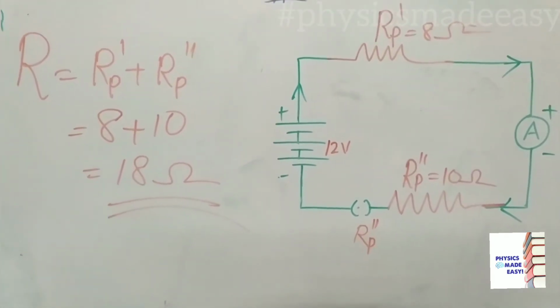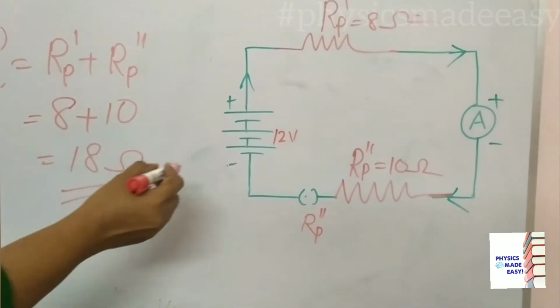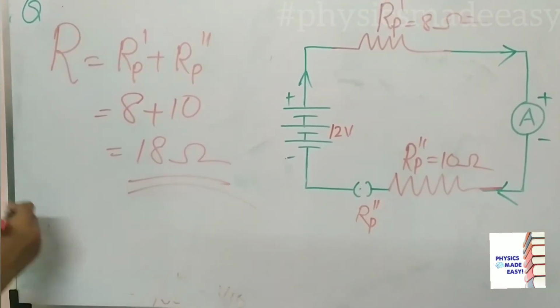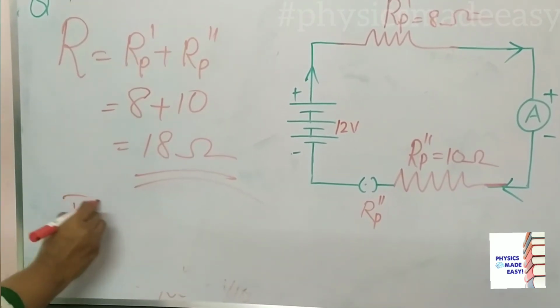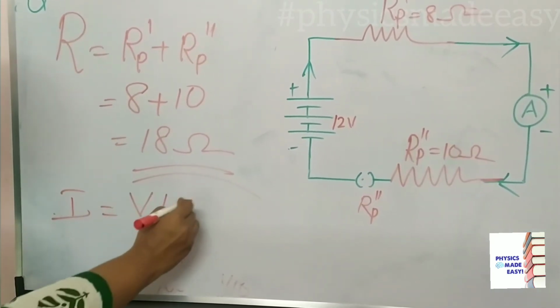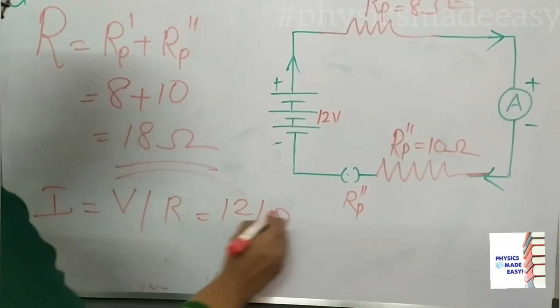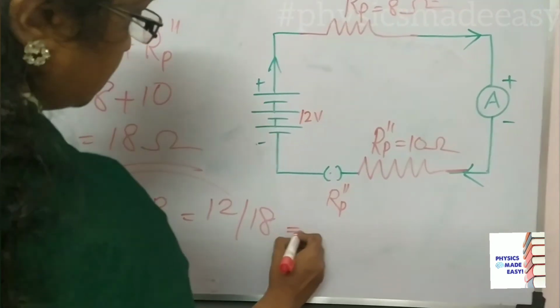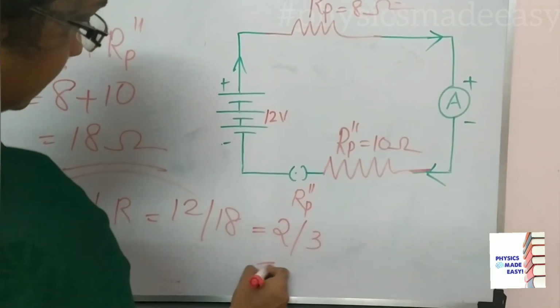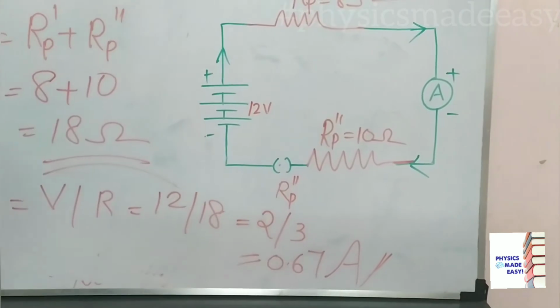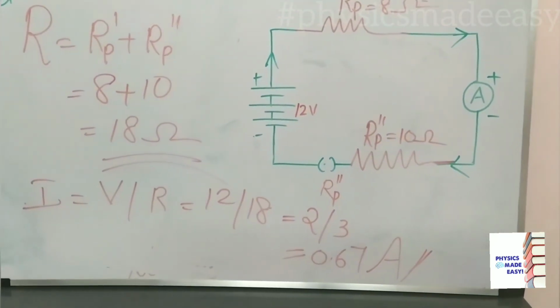Next we have to find the current in the circuit. You know 12 volt is there, and now we have the total resistance 18 ohm. By using Ohm's law we can find the current, that is V divided by R. 12 divided by 18, then you will get this as 2/3, that is equal to 0.67 ampere. That is the value of current in this circuit.